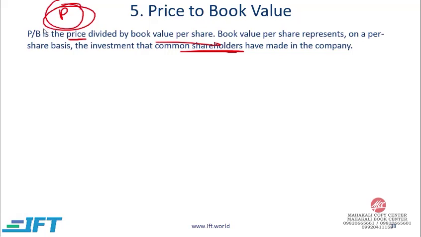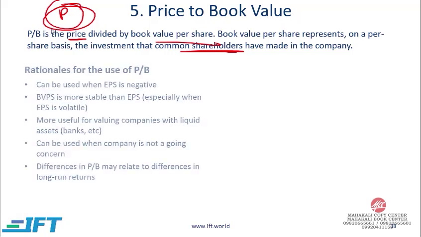Okay, what are the various rationales for using price to book ratios? First, if you have a situation where EPS is negative, or if EPS is extremely small or zero, you have trouble, then you can't use PE. But you can still use price to book, because for any company that you would be interested in, the book value should be positive.